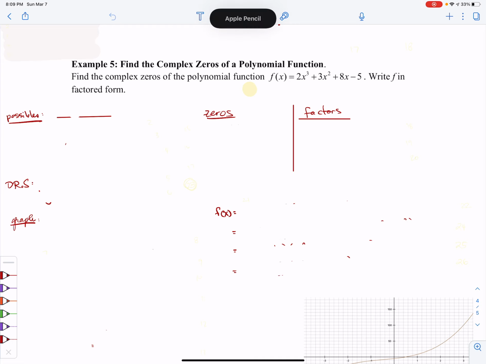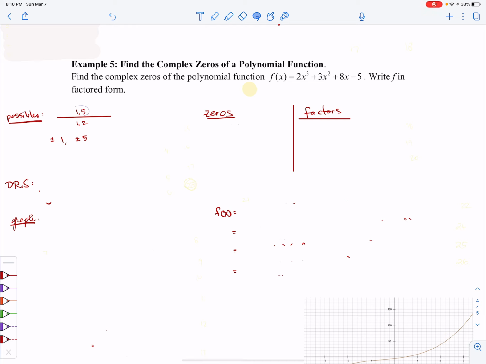Remember that you find the possibles by looking at the factors of the constant, and then you divide by the factors of the leading coefficient. The factors of the constant are 1 and 5. The factors of the leading coefficient are 1 and 2. When you write this in fraction form, you'll have a plus or minus 1, a plus or minus 1/5.